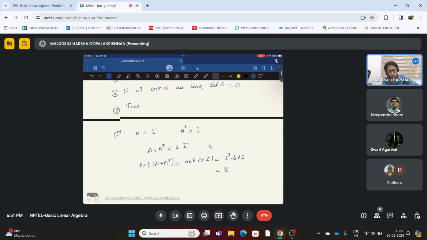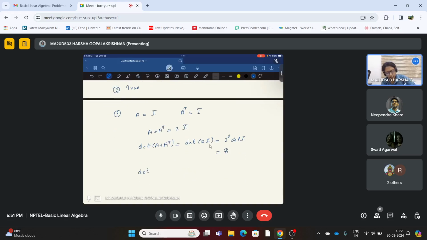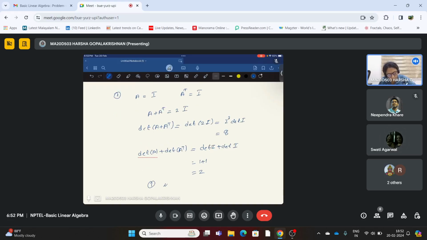Now the RHS is the determinant of A plus the determinant of A transpose. That is the determinant of I plus the determinant of I. We know the determinant of I is 1. So this is 1 plus 1 equals 2. Definitely both are different values, so the first statement is false. Any doubt?